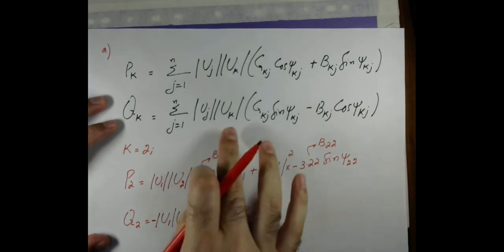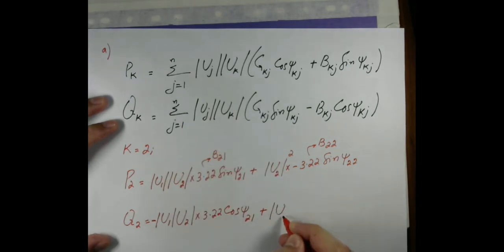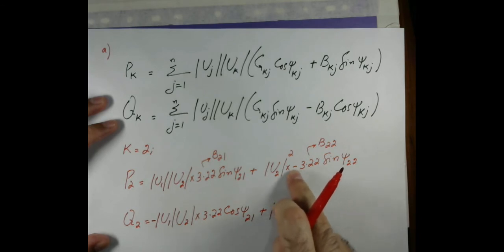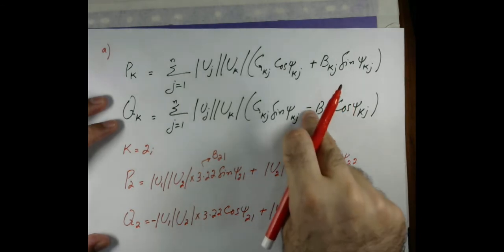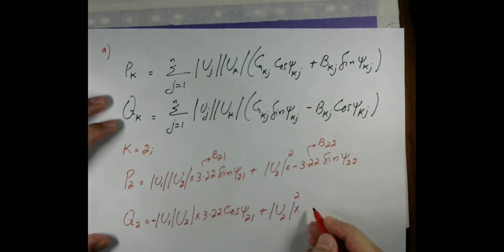Plus, once again, as j is 2, this will be u2 squared into B22. It is negative and we also have a negative sign here. Clear? So that will become positive.